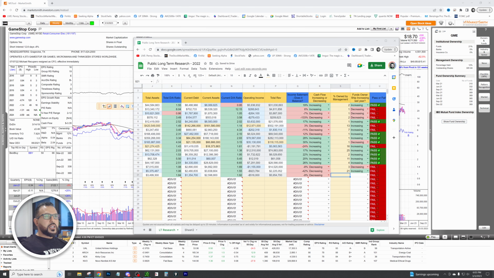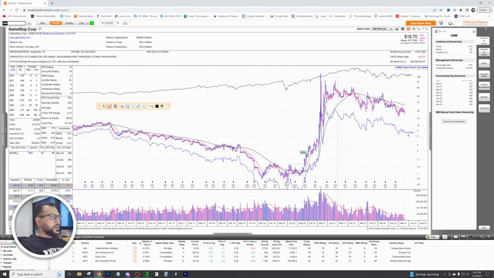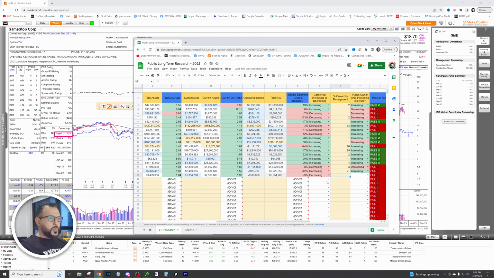Now let's go and see how much management actually owns the stock. All right, so to see that, we got to come here. We can see management owns 12% right there under ownership, and we're going to plug that into our Excel sheet. Perfect. So management owns about 12%.